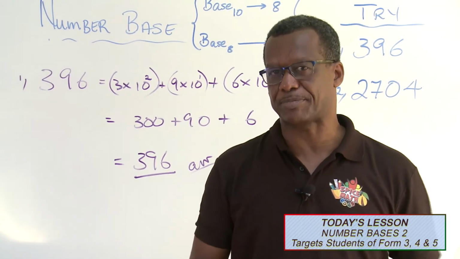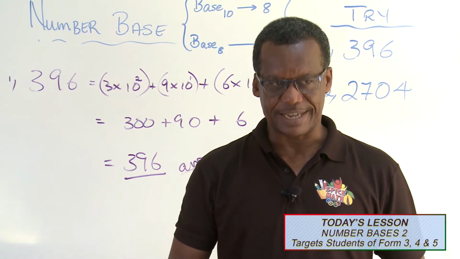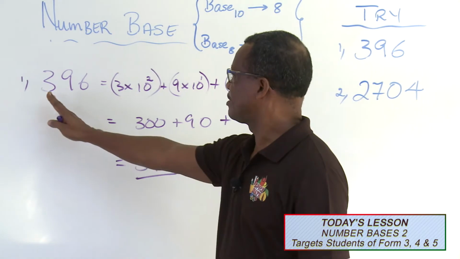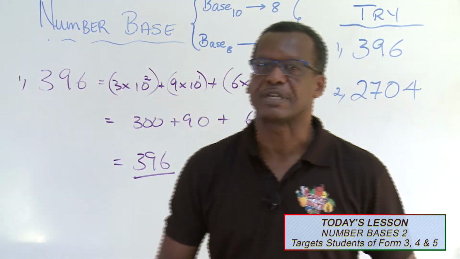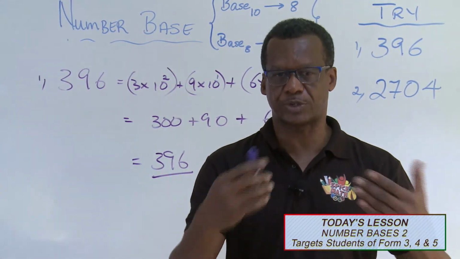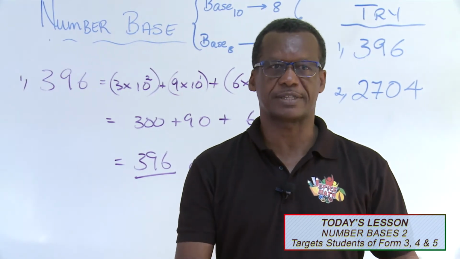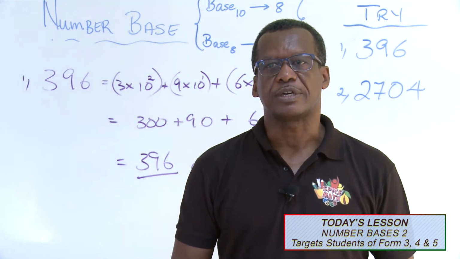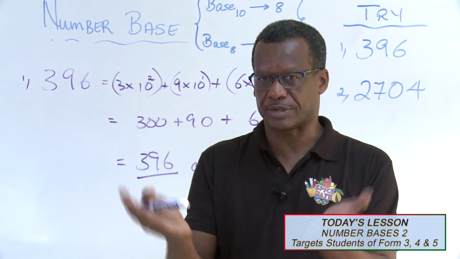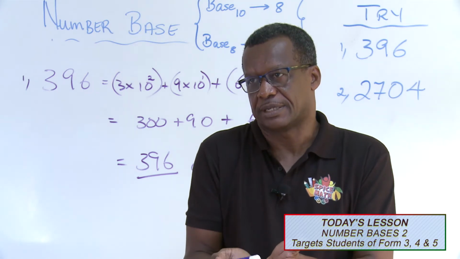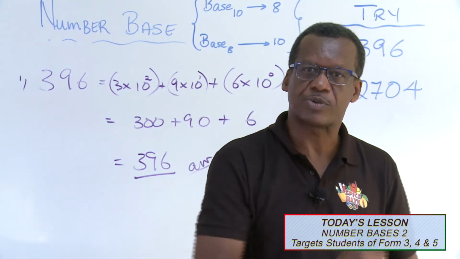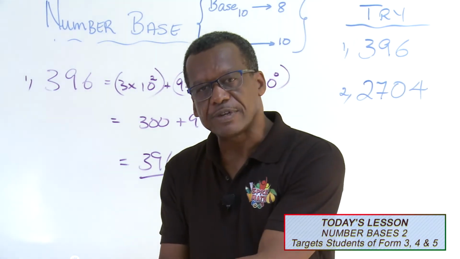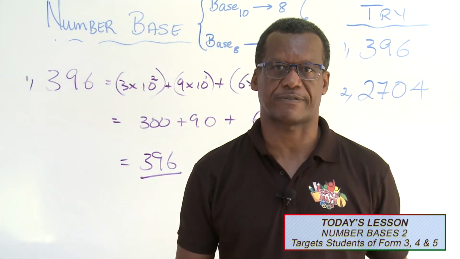Now let's see, how does this apply in other bases? So far we've been working with all the numbers in base 10, and in a previous lesson I remember saying to you that if we work in base 8 or base 5 or base 2, it's just a matter of rearranging the groups of 10 from base 10 into groups of 8 if we're working in base 8, or into groups of 5 if we're going to convert to base 5.